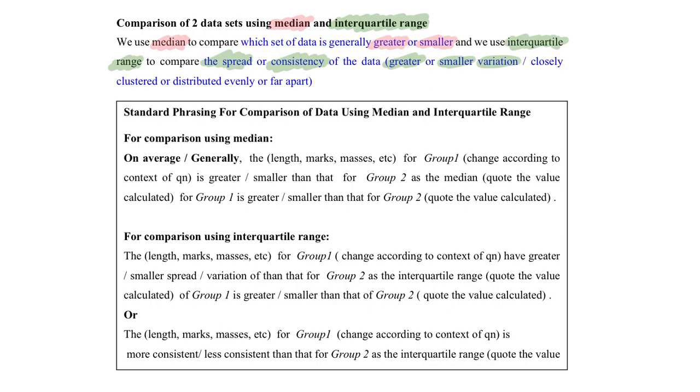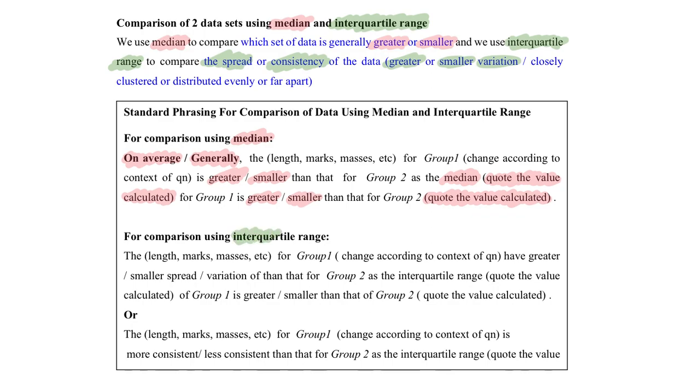And here is one standard phrasing that we usually use. If you want to compare medians, then we will usually start with generally or on average. Depending on the question, it could be the length, marks, the mass, whatever the context of the question is. For the first data set is greater or smaller than that of group 2 as the median. Then please put a bracket to quote the value that is calculated. For this, group 1 is greater or smaller than that of group 2. Again, quote the value calculated.